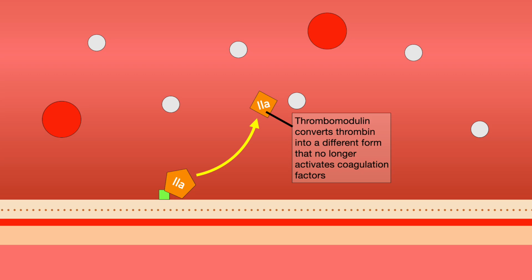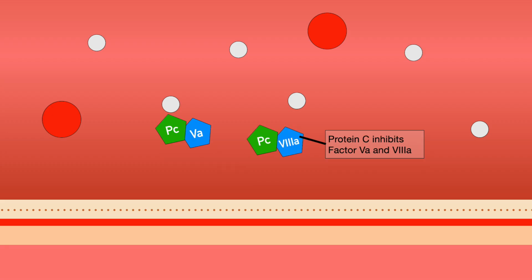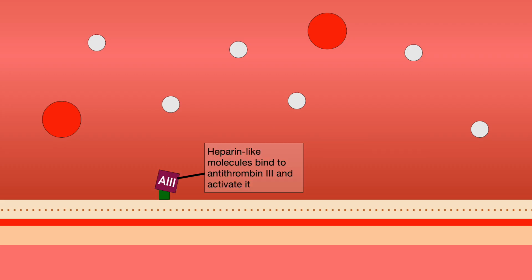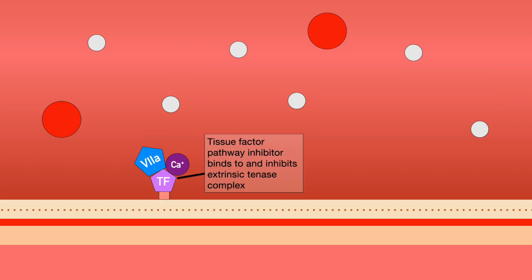Thrombomodulin is an anticoagulant compound that converts thrombin into a different form that is no longer able to activate coagulation factors. Instead, it now activates protein C. Protein C is able to inhibit factors 5 and 8, thus preventing coagulation. Heparin-like molecules on the endothelium bind to and activate antithrombin 3 in the bloodstream. Antithrombin 3 directly inhibits thrombin, as well as factors 9 through 12, preventing coagulation. Finally, tissue factor pathway inhibitor binds to and inhibits the extrinsic kinase complex, preventing completion of the extrinsic pathway.